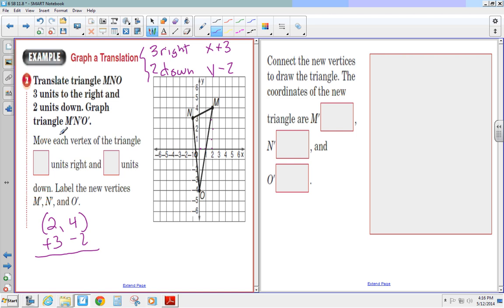And now it's just an arithmetic problem. 2 plus 3, 4 minus 2. So we've got 1, 2, 3, 4, 5, 1, 2.